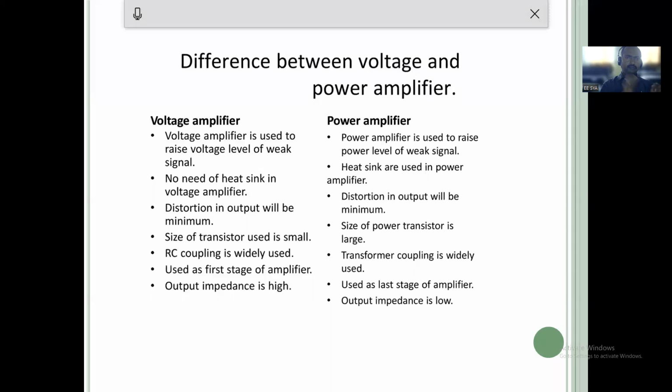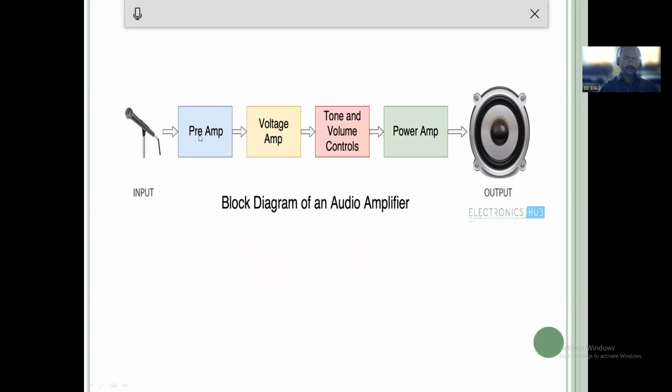Then the next point, distortion in output will be minimum, right? Whatever the signal in case of a voltage amplifier, it doesn't require more stages. In case of a power amplifier, we require a pre-amplifier, voltage amplifier, tone and volume control. So all this is nothing but three stages which should be required before the power amplification.